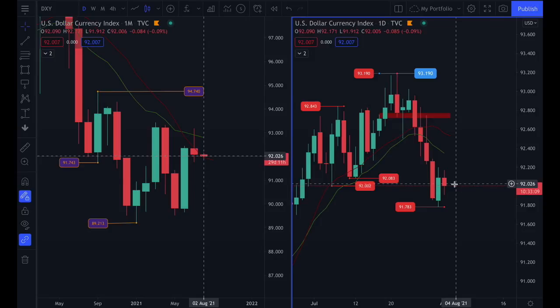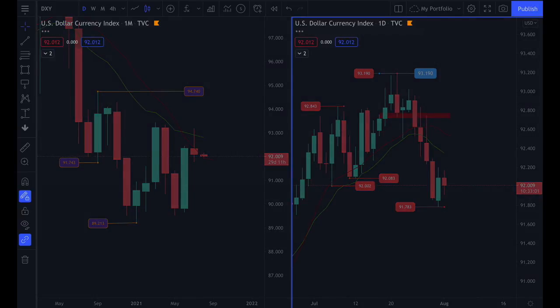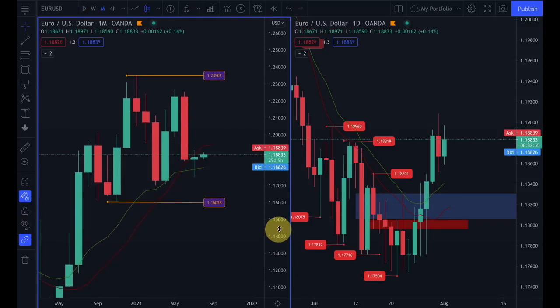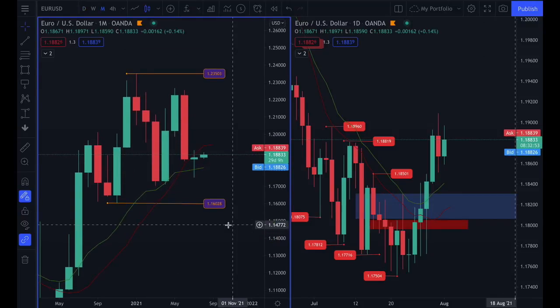So let me show you guys an example. Let's go over to Euro USD, and I want you guys to remember how this looks because Euro USD mimics this oppositely. It's like a reflection. Okay, so I want you guys to remember what the dollar index looked like. Let's go to the monthly time frame on Euro USD.